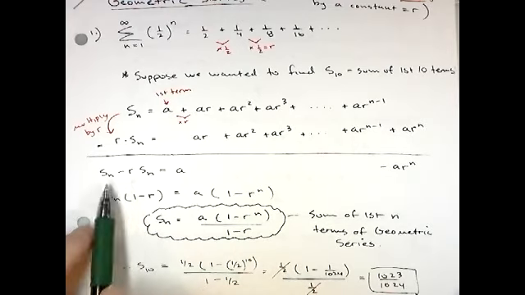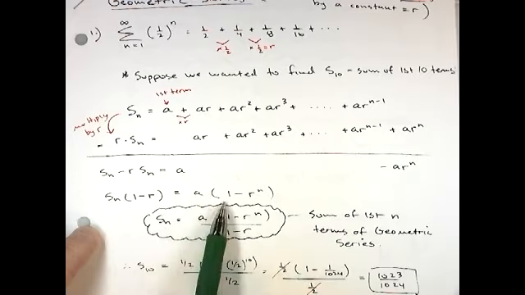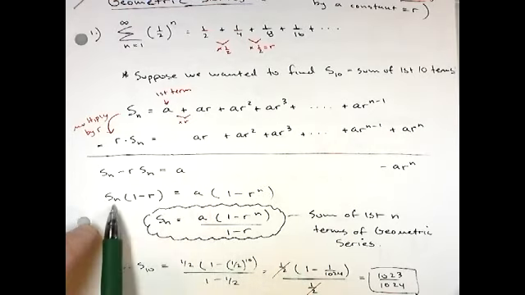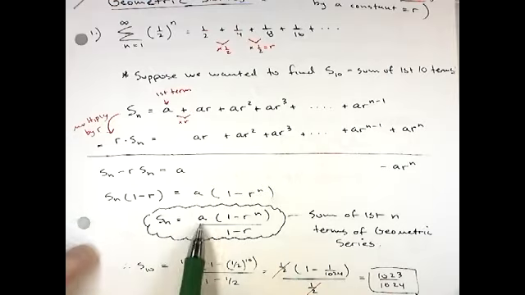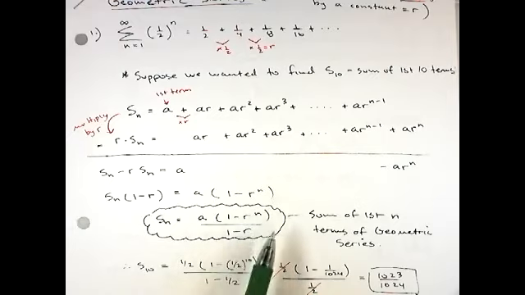If you factor out an S sub n from the left side and factor out an a on the right side, then we can solve for S sub n, and we get a times (1 minus r^n) divided by (1 minus r). So this formula can be used to find the sum of the first n terms of any geometric series.